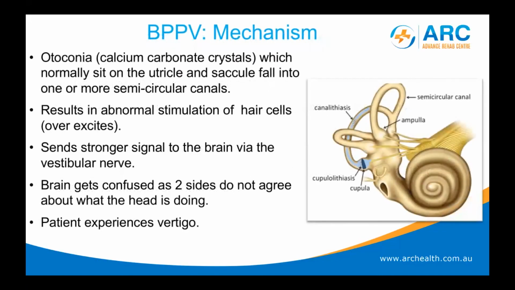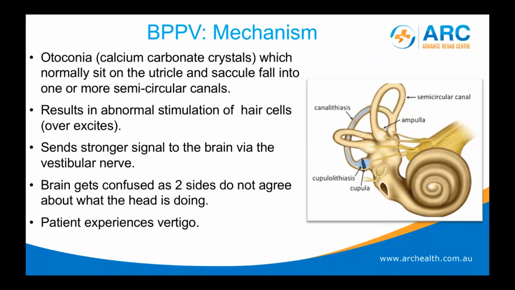So what is BPPV? Well, it's where you get calcium carbonate crystals or particles, which we call otoconia, that fall into one or more of those semicircular canals, and they're not supposed to be there. Now when the person moves their head, not only does that fluid move in the canal that you remember me talking about at the beginning and stimulate the hair cells, but those calcium carbonate crystals also push against the little hair cells. That overstimulates the hair cells, so it sends a much stronger signal up to the brain, telling the brain that you're moving more than you actually are on that side.